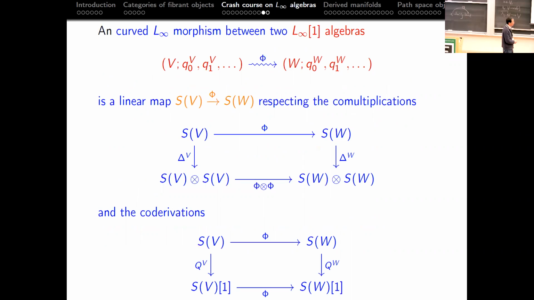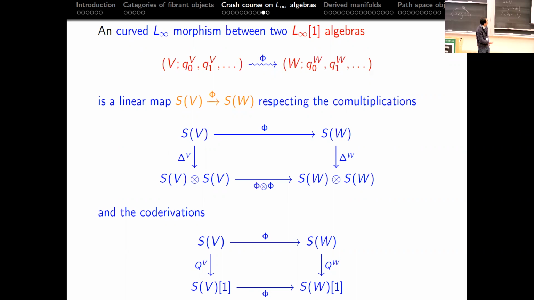So what a morphism is, is now a lot easier to see with this way. It is a morphism of co-algebras. So a morphism of curved infinity algebras is just a map between SV and SW, because SV is a co-algebra, and this is a DG co-algebra, right?